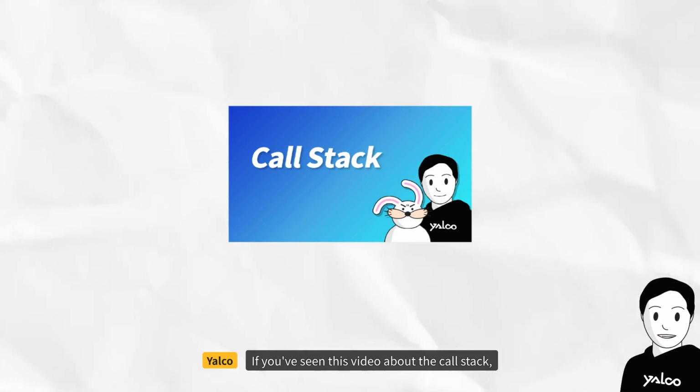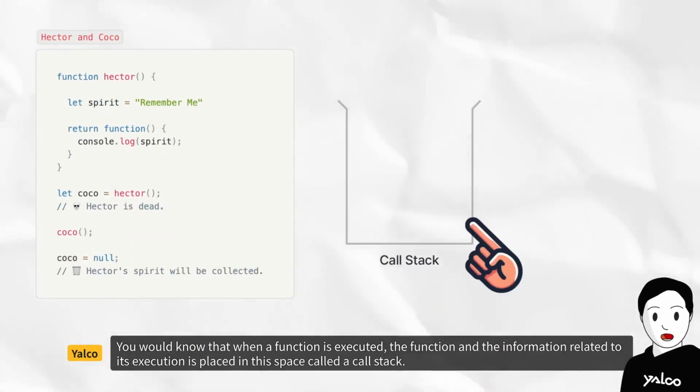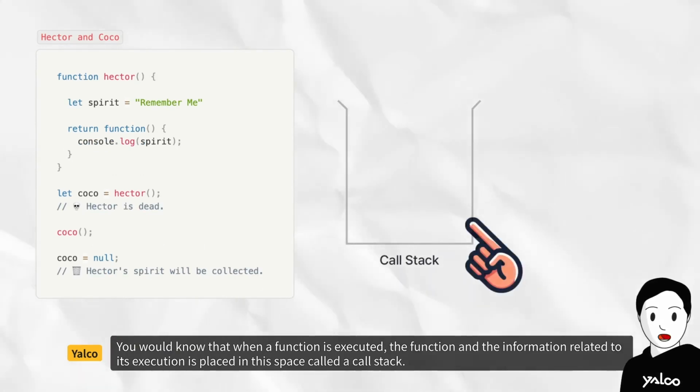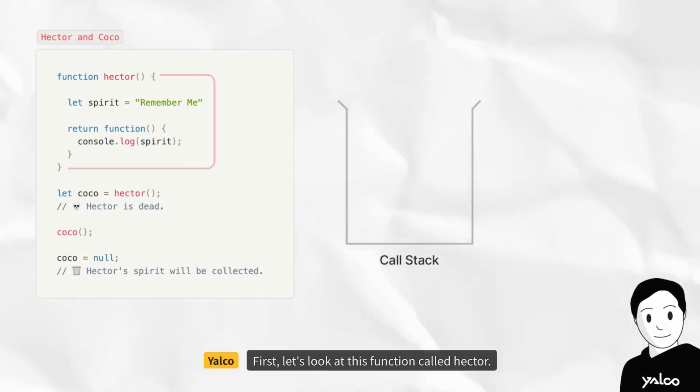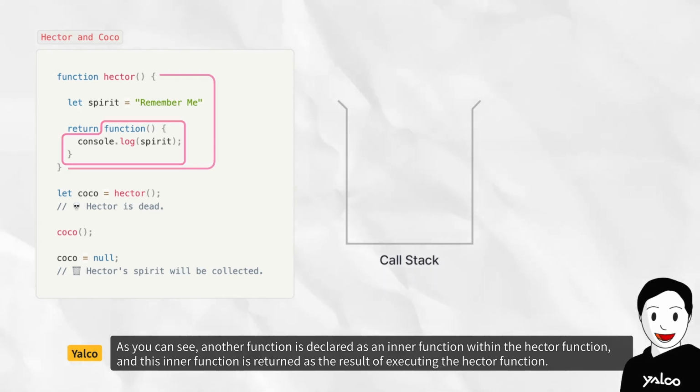If you've seen this video about the call stack, you would know that when a function is executed, the function and the information related to its execution is placed in this space called a call stack. First, let's look at this function called Hector. As you can see, another function is declared as an inner function within the Hector function, and this inner function is returned as the result of executing the Hector function.